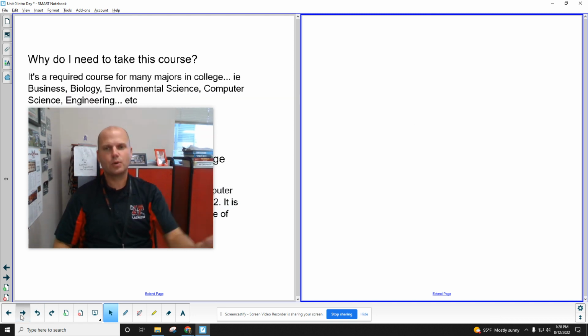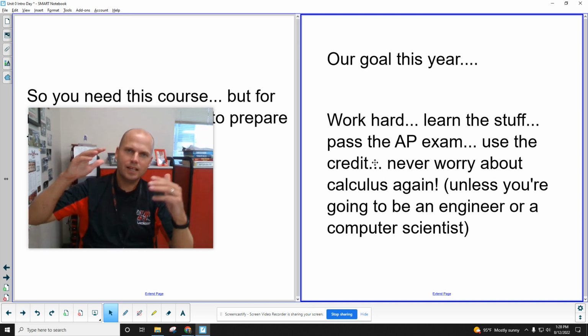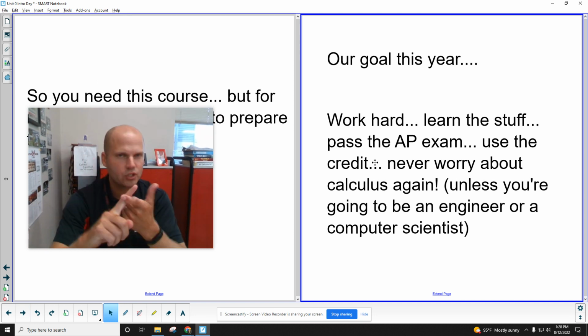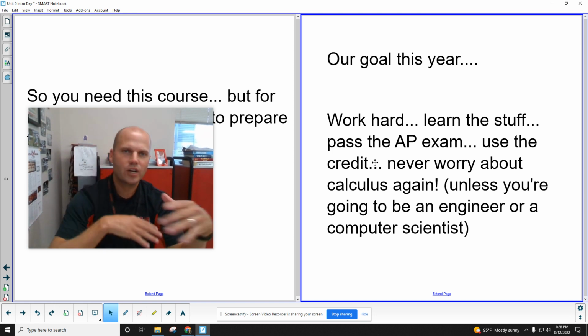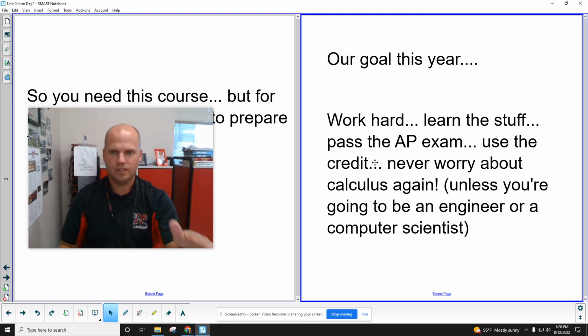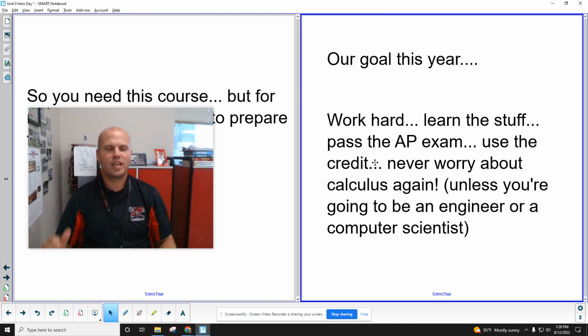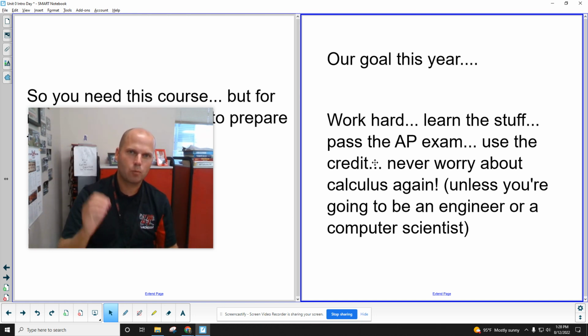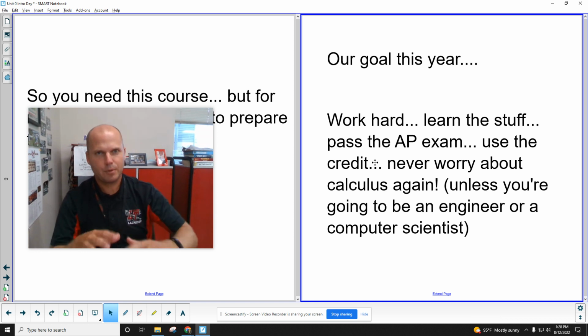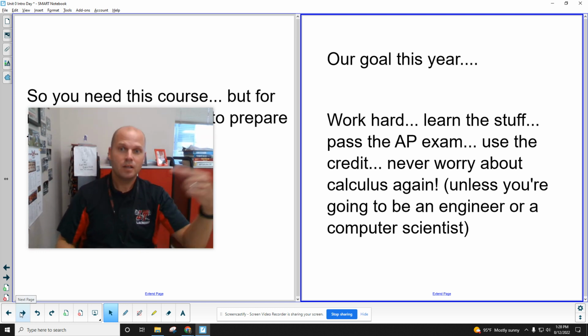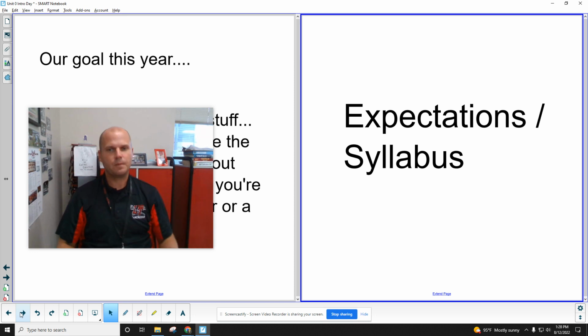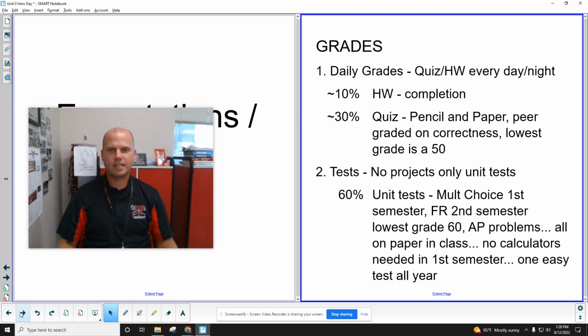So what we try to do in this class is make sure you work hard, you learn the stuff, and you're going to pass the AP exam. You're going to use the credit. You're not going to retake this course in college. You don't have to worry about calculus again. You could spend more of your time working on other courses that are more applicable to your major and what you're going to be doing in the real world. That is, unless you're going to be an engineer or computer scientist. Then you need to learn this stuff probably again and maybe get ready for calculus 2 and all that stuff.